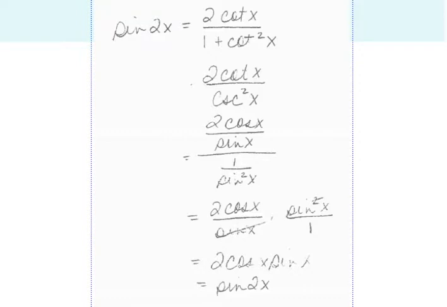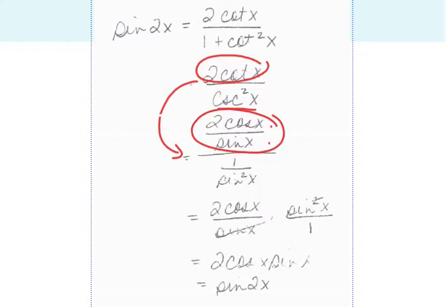Here's my solution. I worked on the right-hand side. I wrote this as 1 plus cotangent squared is cosecant squared. That is my Pythagorean identity. And then from here to there, I rewrote cotangent of x as cosine of x over sine of x. So this is my numerator, this is what I changed it to: 2 cosine of x over sine of x, and I changed cosecant squared to 1 over sine squared x. Remember I said that when I wasn't sure exactly where to go with things, I changed to sines and cosines and simplify and hope for the best.